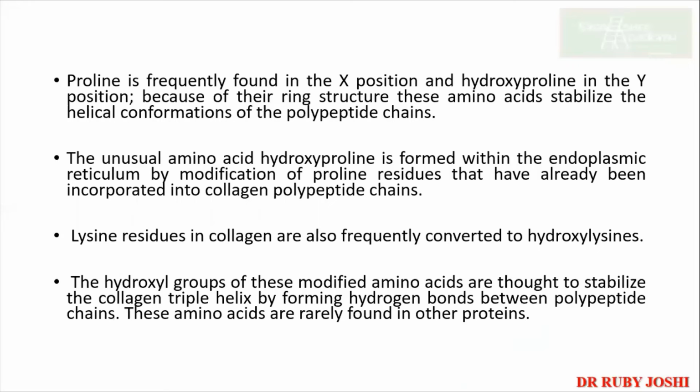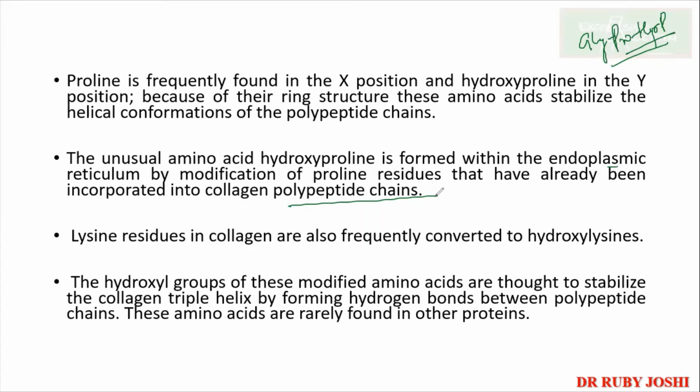Now, because of the ring structure, whenever you see alpha helices, at the moment it is making a turn, okay, for your alpha helical formation, it is always because of the proline. Okay, so now we know in the case of collagen, it is your glycine, proline, and hydroxyproline. Now the unusual amino acid hydroxyproline is found within the ER by modification of proline residues that have already been incorporated in collagen by the polypeptide chain.